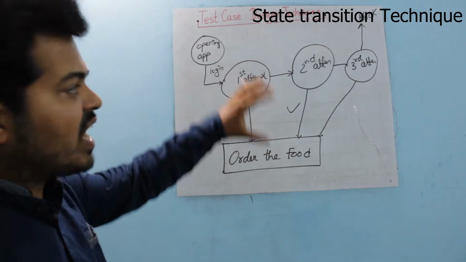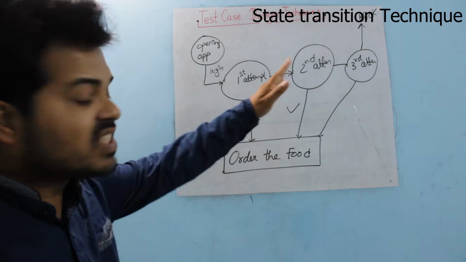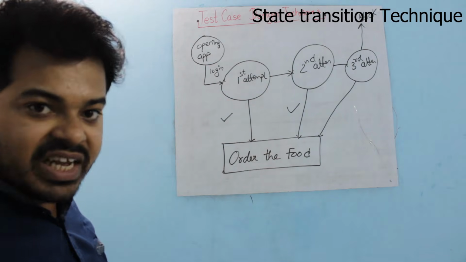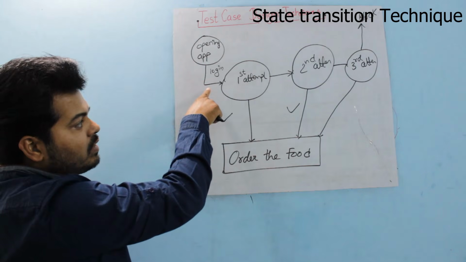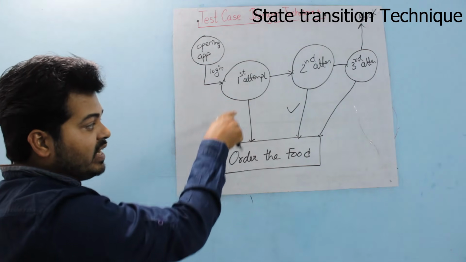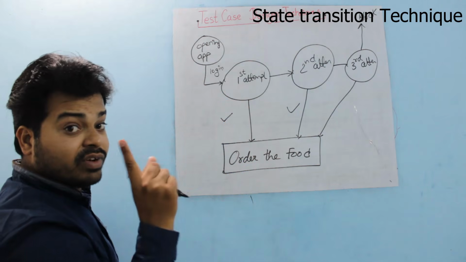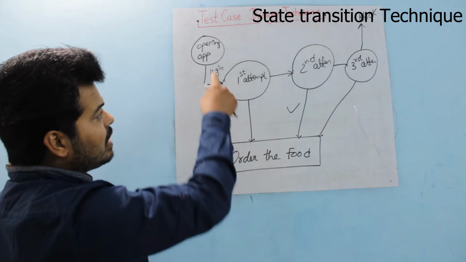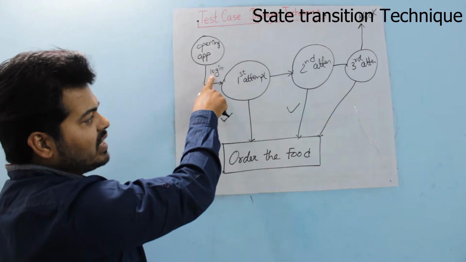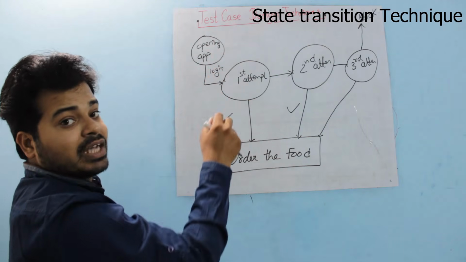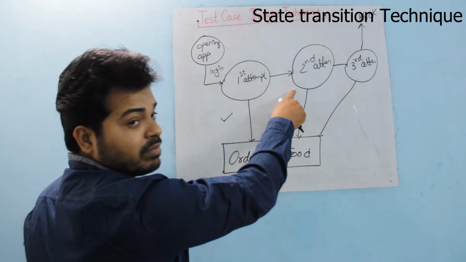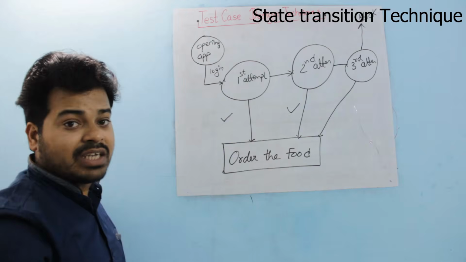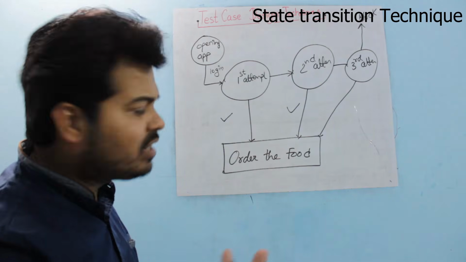If you see this diagram, it has a lot of transition states. The first state: opening the app, enter the password, first attempt, enter password correctly, order the food. What is the second step? Opening the app, login, first attempt, password is wrong, given the second attempt. This is your second step. What is the third state?